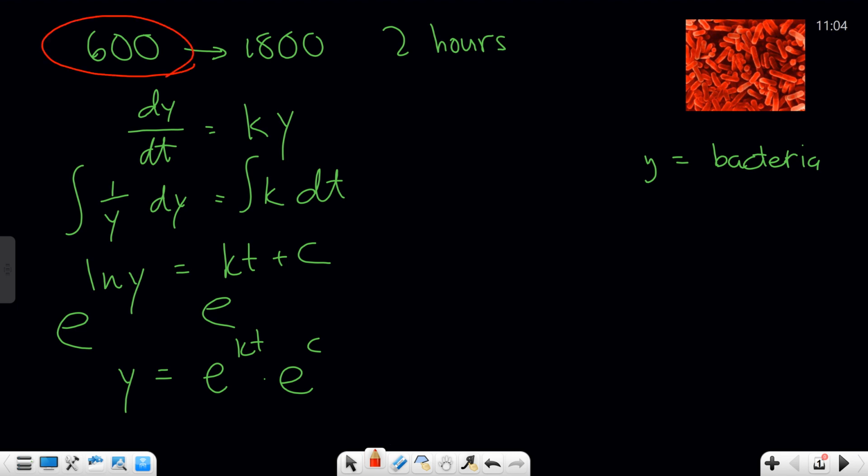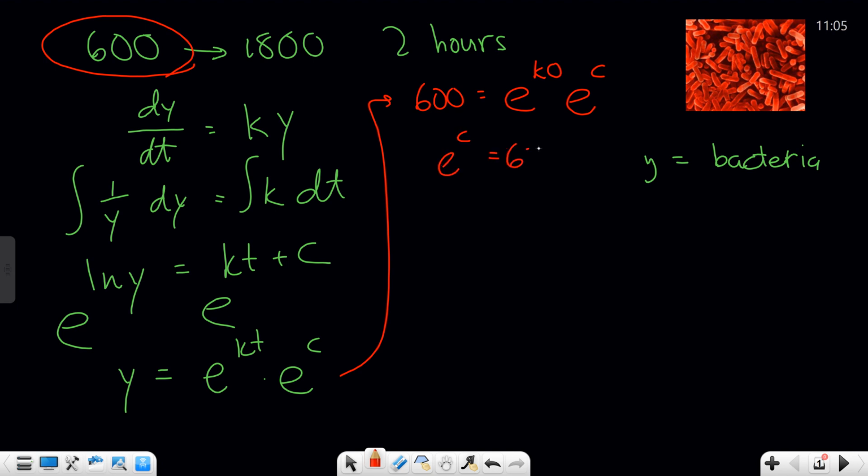Okay. When t equals 0, y equals 600. So I'm going to come up here, and I know that I'll have 600 bacteria when t equals 0. What's e to the k times 0? 1. So therefore, e to the c is 600.